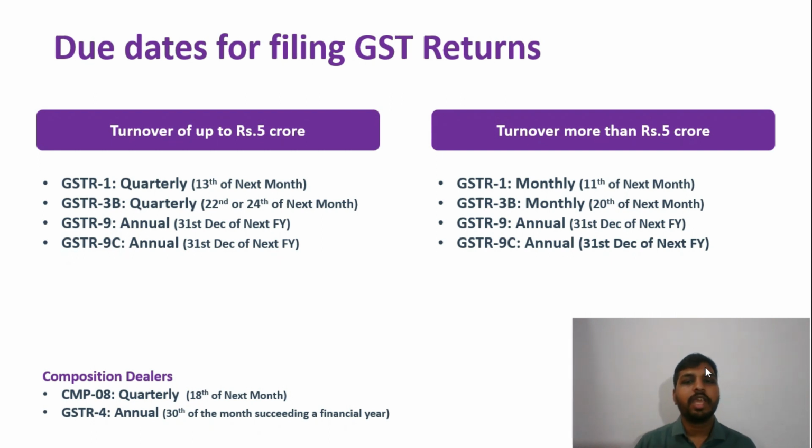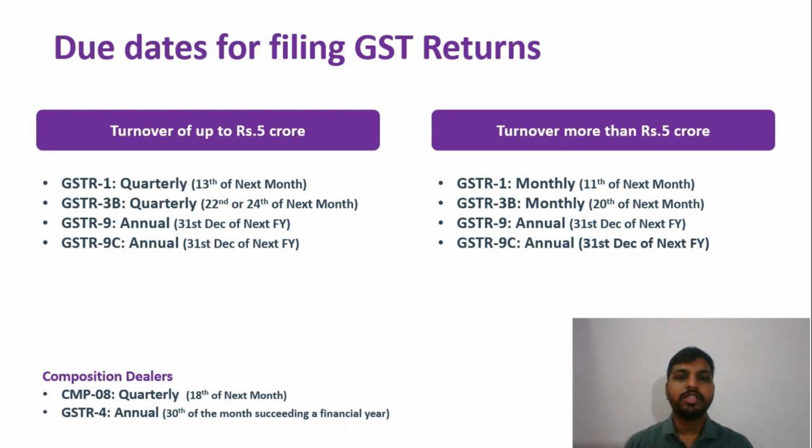These businesses can file GSTR1 and GSTR3B returns quarterly. And businesses with more than 5 crore are required to file both these returns monthly. And the due date in case of quarterly returns, if you can see, GSTR1 is quarterly, but the due date is 13th of next month. So for example, if the quarter ends in September, then the due date will be 13th of October.